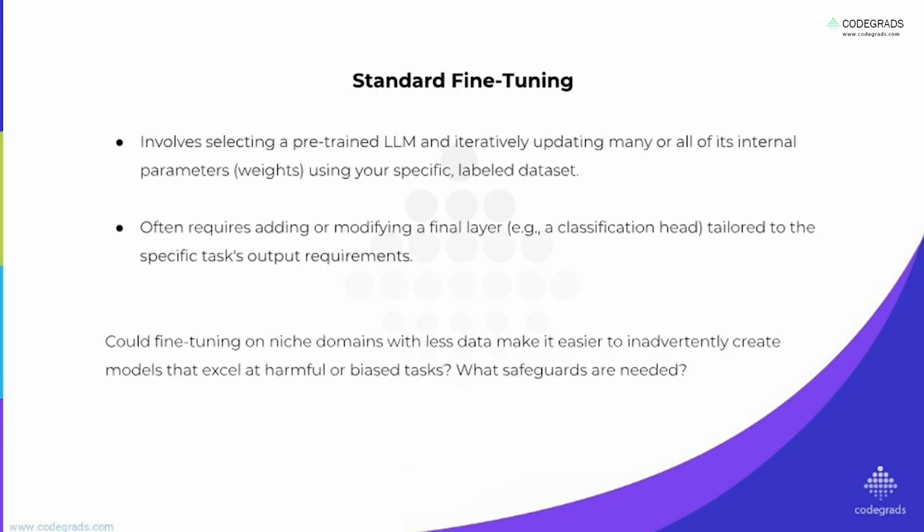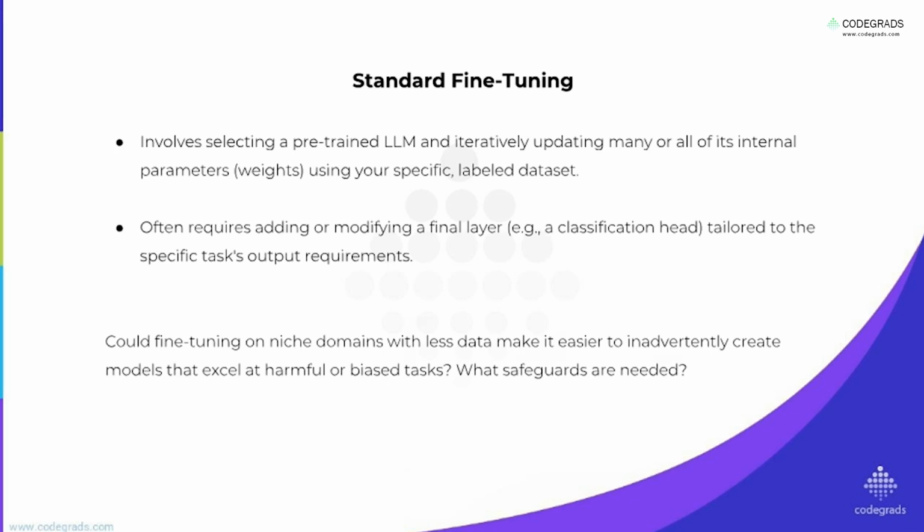Let's talk about the traditional approach, often called standard fine-tuning. Here, we take our pre-trained LLM and update many, or even all, of its internal parameters, its weights, using a specific, labeled dataset. Often, we'll also add or modify a final layer, like a classification head, to tailor the output to what we need, say, categorizing customer reviews or answering specific types of questions.